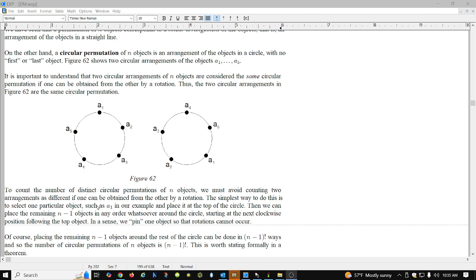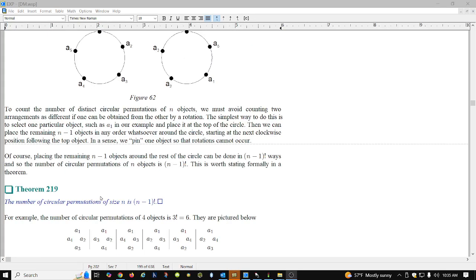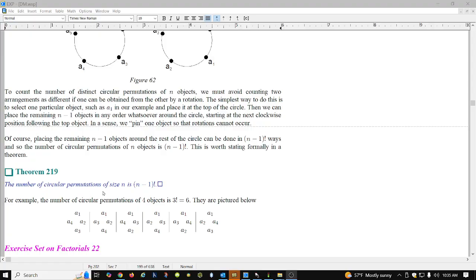Well, the remaining n-1 objects can be placed on the circle in n-1 factorial ways. That now is essentially a linear permutation. Okay. So the number of circular permutations of size n is n-1 factorial. And here's an example.